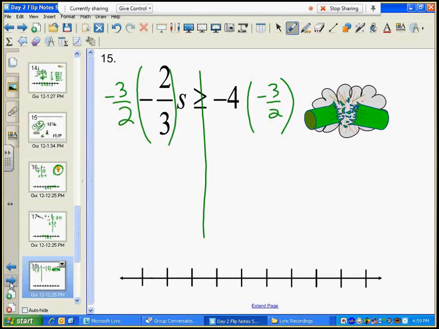So we end up with s is less than or equal to 12/2. So s is less than or equal to 6. Did the hackles go up on your back? So here we go. 6. Let's see what that looks like. This is 5, 6, 7, 8. And s is less than or equal to. So since there's equal to, I'm going to color that 6 in. And 6 is going to be on the larger side of my solution set. And I'm going to get all the values of s that are less than or equal to 6.